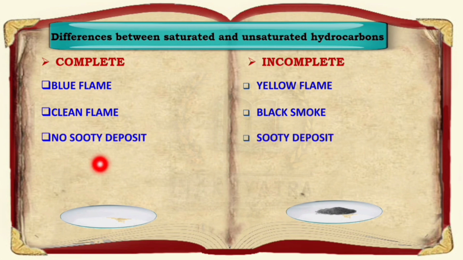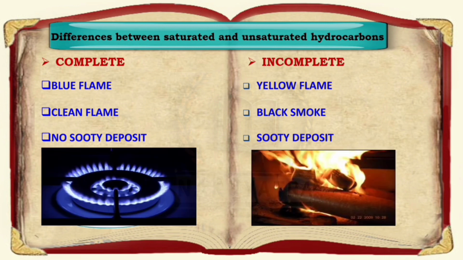So in case of saturated hydrocarbons, there is no sooty deposit. As you can see, there is no deposition of any materials. But in case of unsaturated hydrocarbons, there is sooty deposit, some ash-like stuff. Okay, so this is your kitchen burner. So it is your blue flame, which is a clean flame and there is no sooty deposit. But for unsaturated hydrocarbons, we can see this while burning wood and all. So it has a yellow flame and there is also black smoke. Also you can see some sooty deposit.